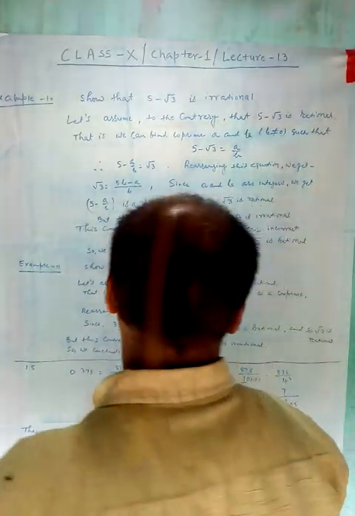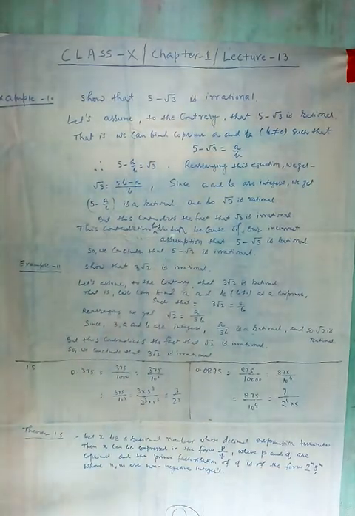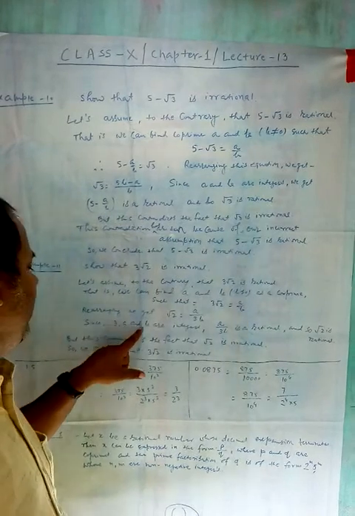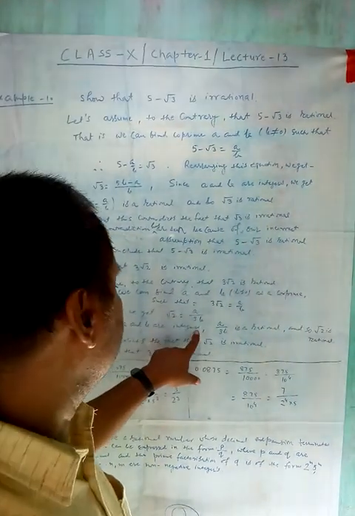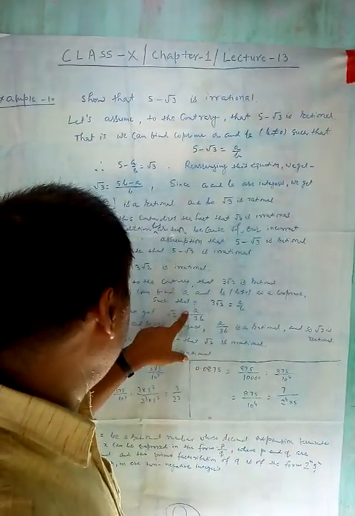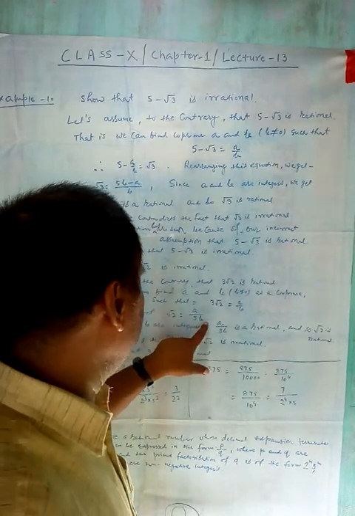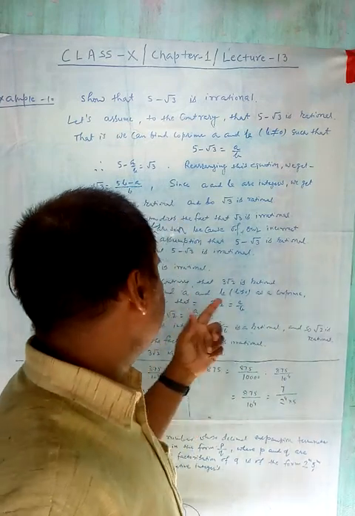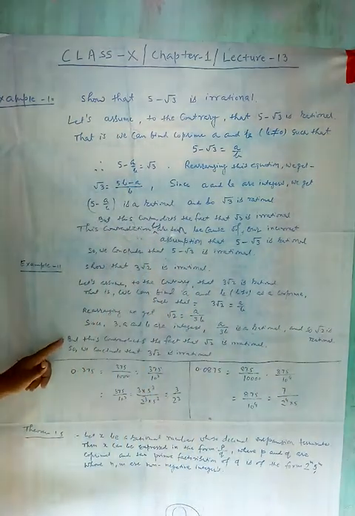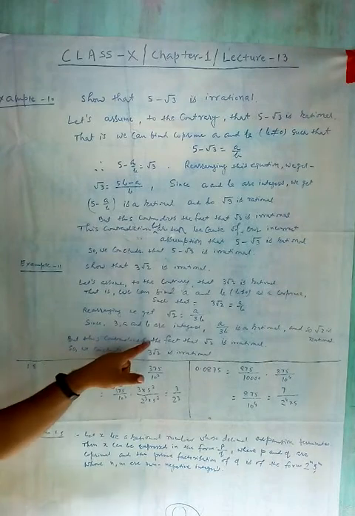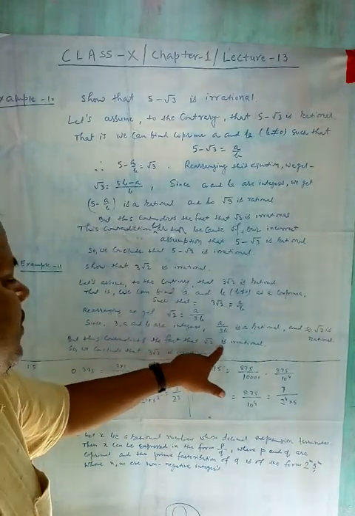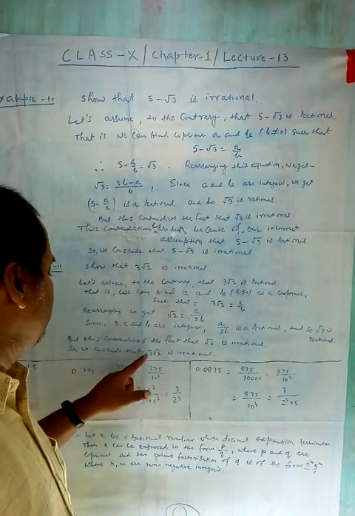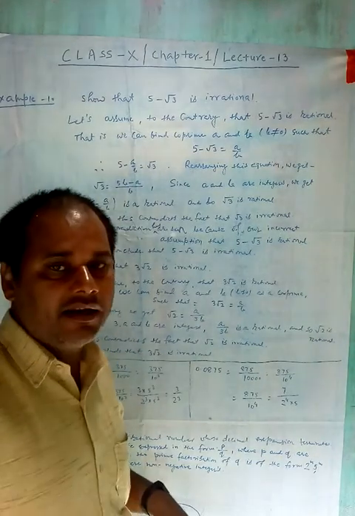Rearranging, we get root 2 is equal to a by 3b. Since 3 and b are integers, a by 3b is rational, and so root 2 is rational. But this contradicts the fact that root 2 is irrational, so we conclude that 3 root 2 is irrational.